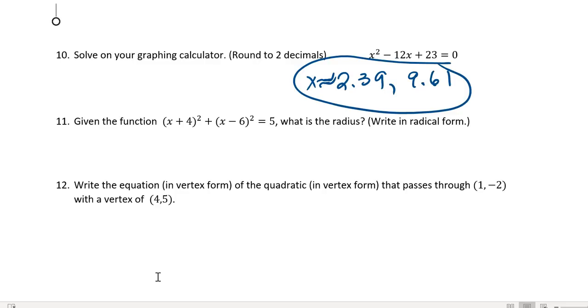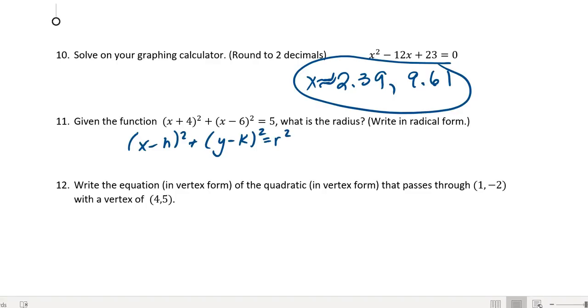Our next problem says, given the function, and it gives me a standard form for a circle. We know that a standard form for a circle is the quantity x minus h all squared plus the quantity y minus k all squared, and that's equal to the radius squared, where our center is h, k.